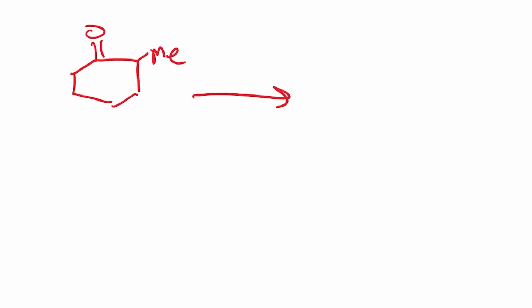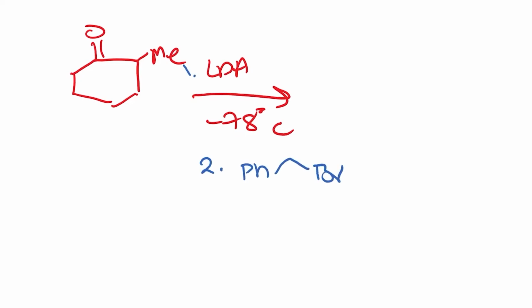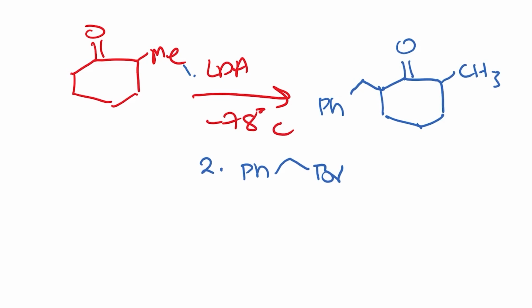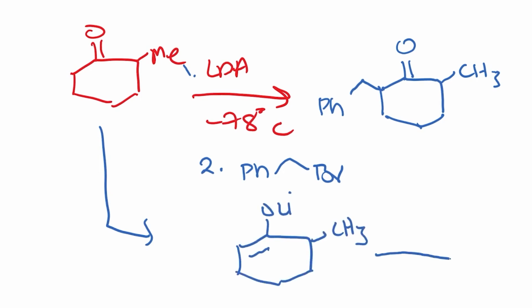Now, let me show one last example. So if we add LDA at minus 78 degrees centigrade, and then number two is reacted with benzyl bromide, the product that is formed is this. Okay, and so the intermediate, as you know, would be the enolate, and studies show that the yield of this enolate is pretty much 100%, or quantitative, or 99% to be accurate. So this is nearly quantitative, and then the alkylation reaction is going to give you the product.